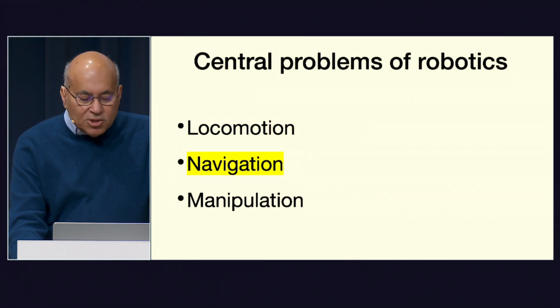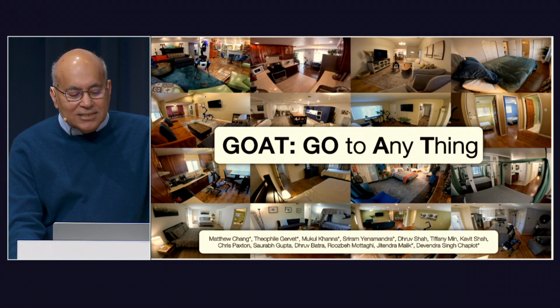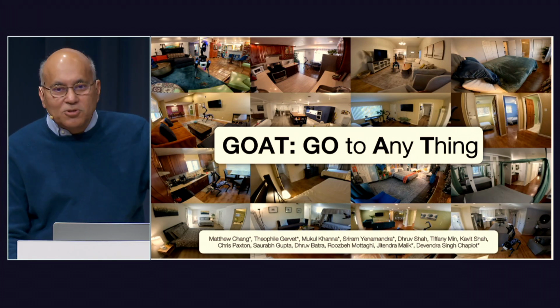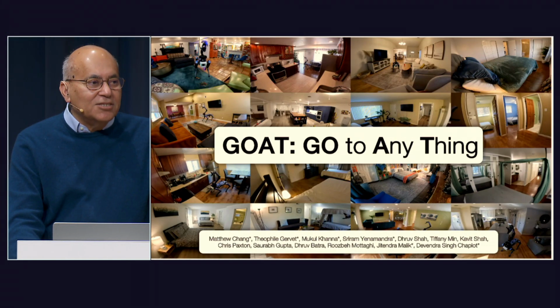Navigation. So in navigation, I'll talk about this line of work called GOAT, Go to Anything. This was presented at RSS, and this is with a lot of colleagues from Meta. And I want to tell you about the setting of the problem, which I think is important, because I think for robotics, doing good experimentation and good testing and good benchmarking is more challenging than it is for vision, but it needs to be done.